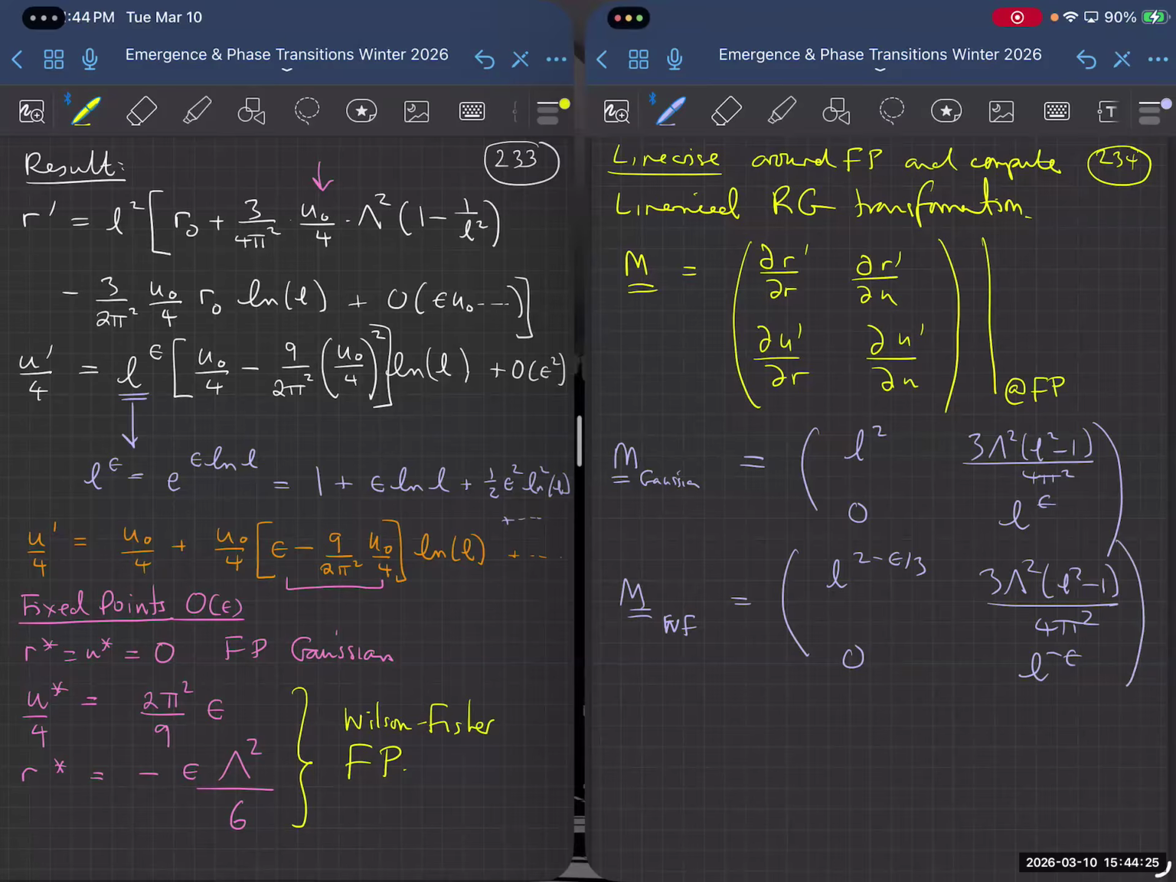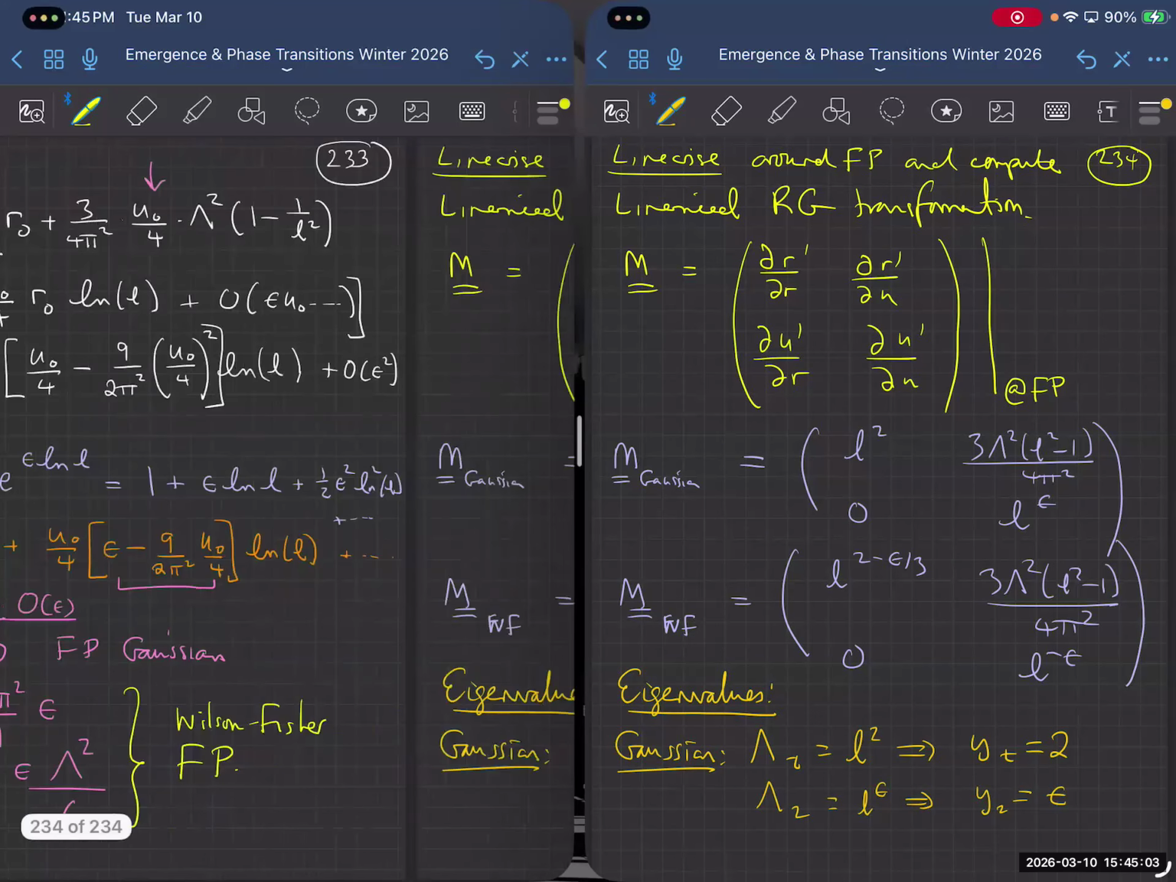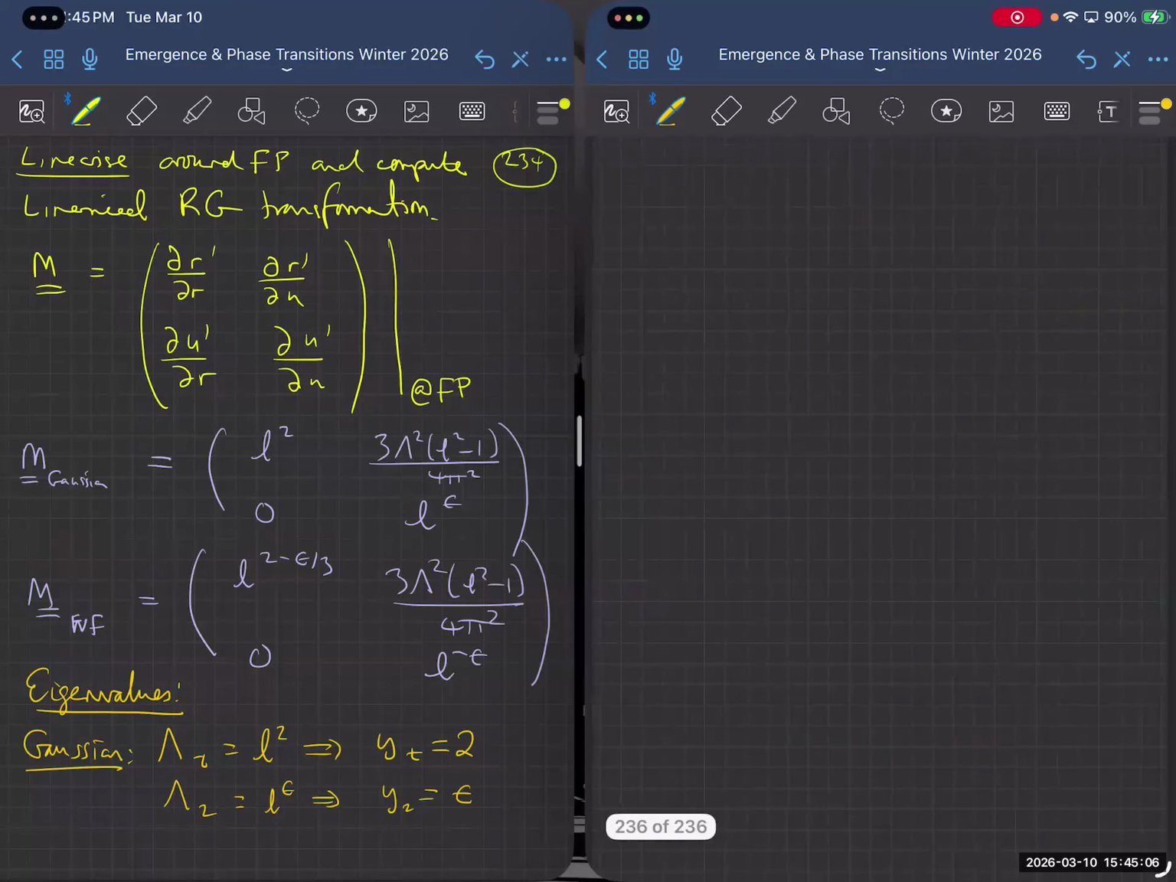Okay, so now you take those matrices and compute the eigenvalues. For the Gaussian fixed point, it simply is that lambda t is equal to L squared, which means that yt is equal to 2. And there's another eigenvalue, lambda 2, which is L to the epsilon. That implies that y2 is equal to epsilon. Right, that's the Gaussian one. I'll talk about what all this means in a second.